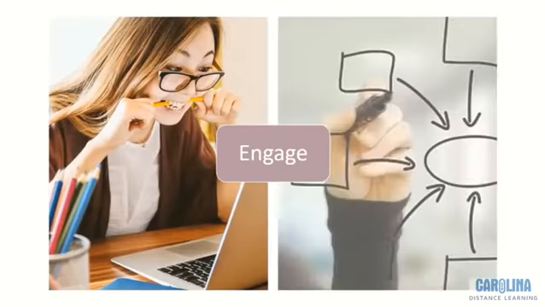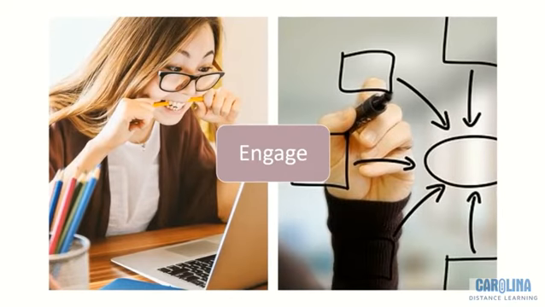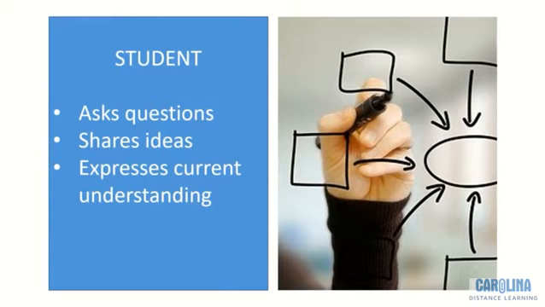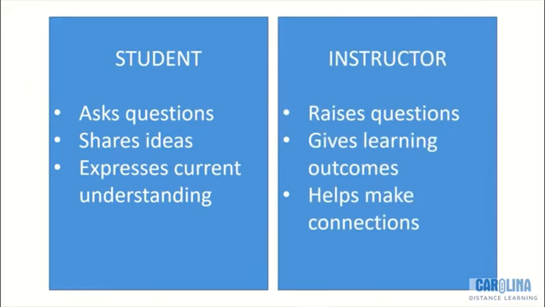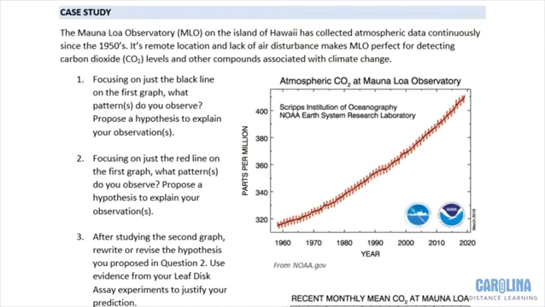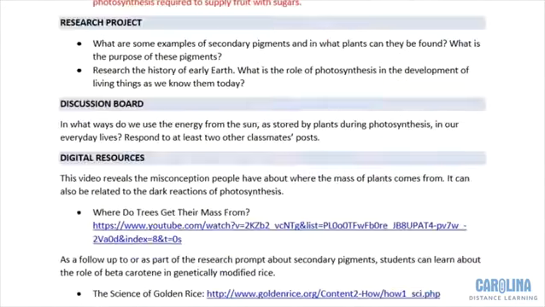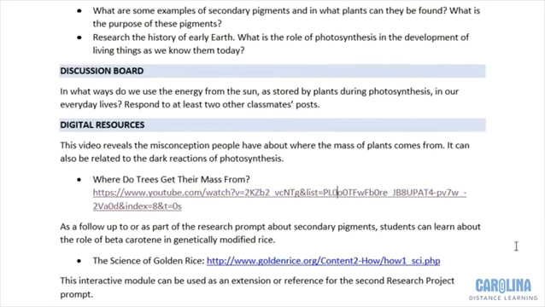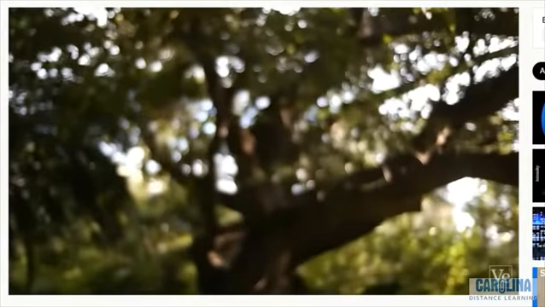The first phase is engage. In this phase, students expose prior conceptions, ask questions, and express their curiosity about the topic. And the instructors pose questions or problems, introduce learning outcomes, and uncover students' current knowledge. When an instructor adopts the Carolina Distance Learning Lab Kit, they receive a myriad of resources for each investigation, including a supplement document. Here, we provide case studies and digital resources such as video suggestions, which can be used to grab students' attention.